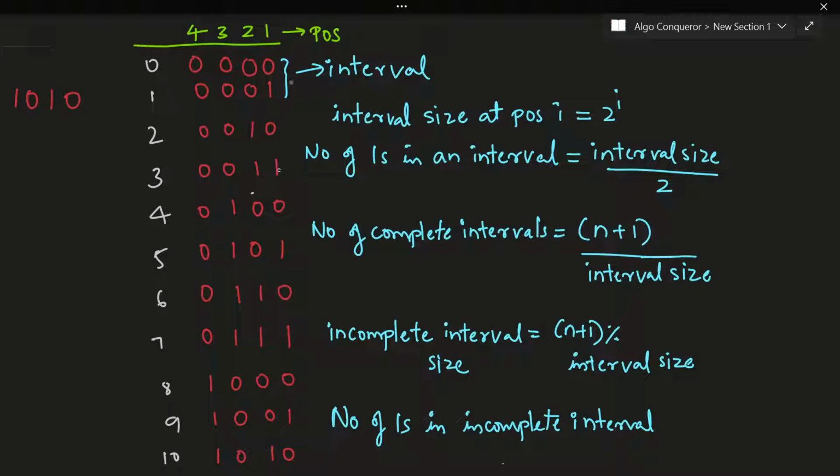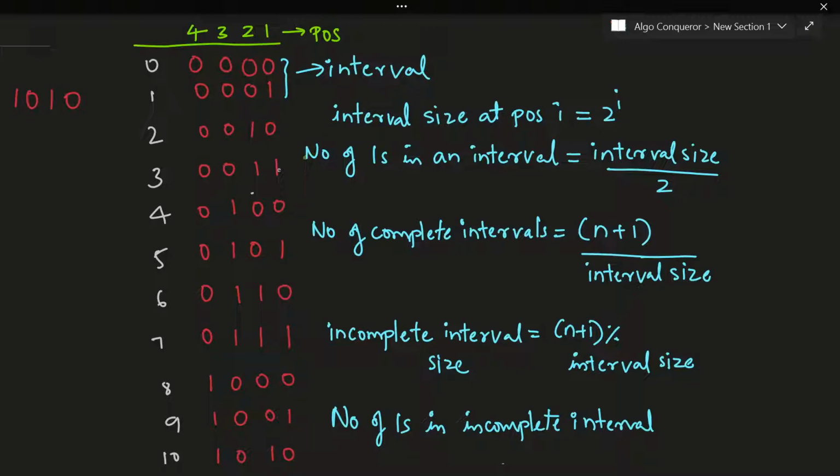Now let's assume that this combination of zeros and ones which are repeating, we take as a single interval. For position 1, this 0, 1 becomes a single interval. For position 2, 0, 0, 1, 1 will become a single interval. For position 3, 4 zeros, 4 ones will become a single interval.